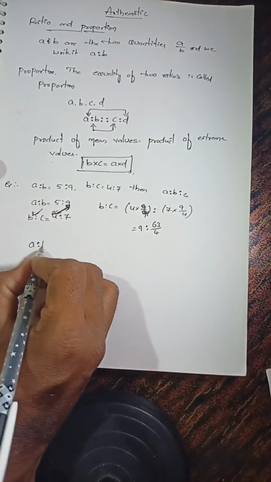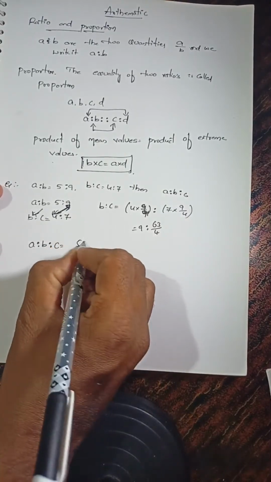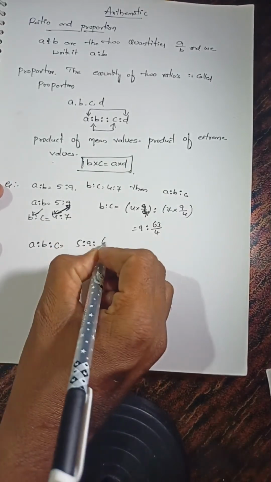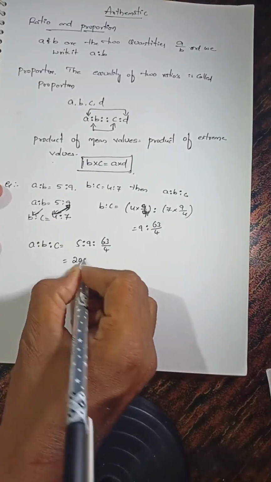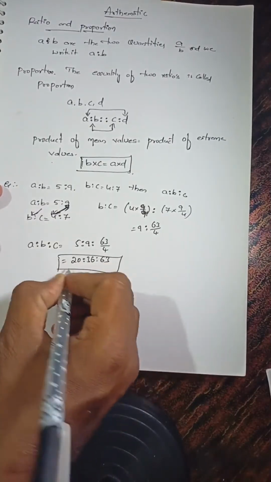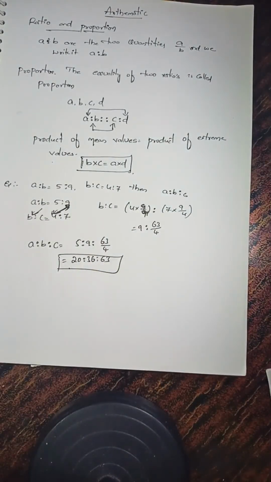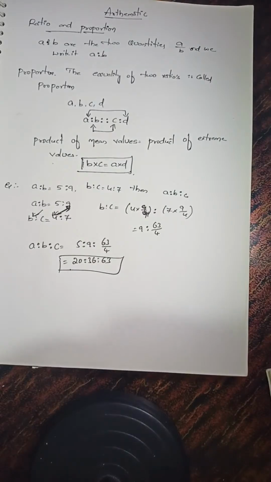Now you can write a ratio b ratio c. So what can you write? 5 is to 9 is to 63 by 4. Multiply with 4: 4 fives are 20, 4 nines are 36, and 63. So 20 ratio 36 ratio 63. This is the answer we are getting in ratio and proportion.